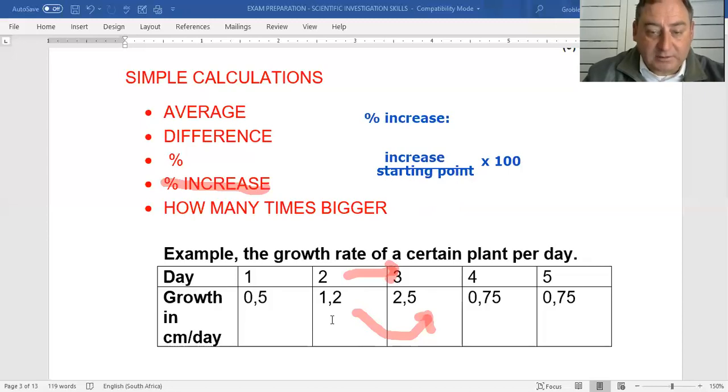What's the starting point? You're starting off from day 2, moving towards day 3. You're starting off with 1.2. So it's 1.3 divided by 1.2 multiplied by 100, and you get the percentage increase. In this case, it is something like 108% or 104%. It's an increase that you have there. So now we understand how to do a percentage increase or decrease.